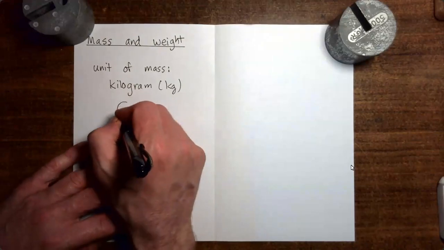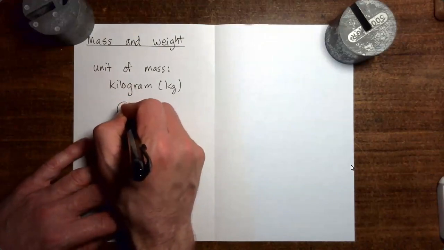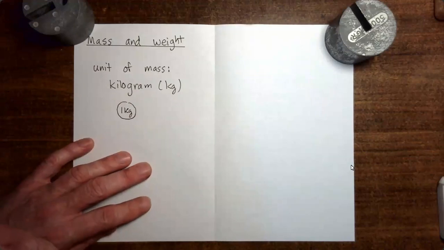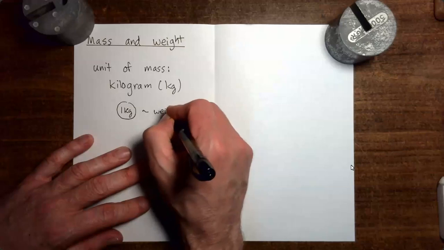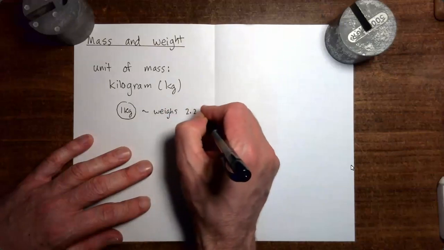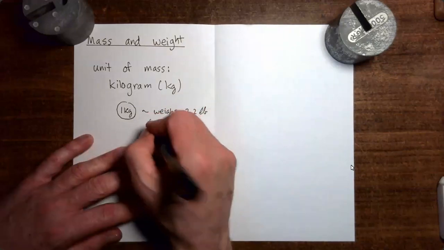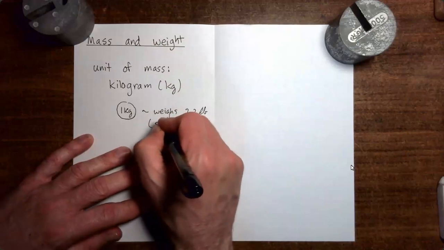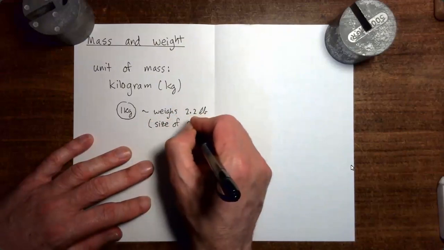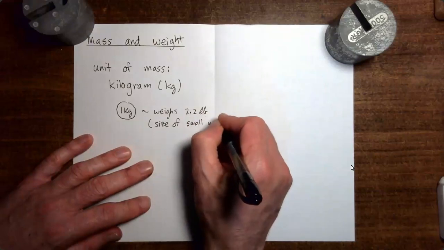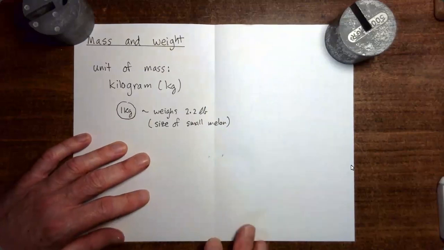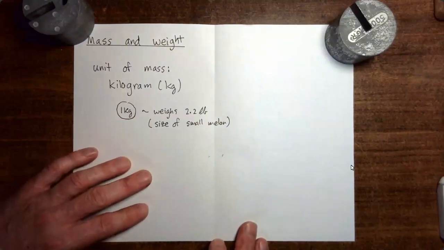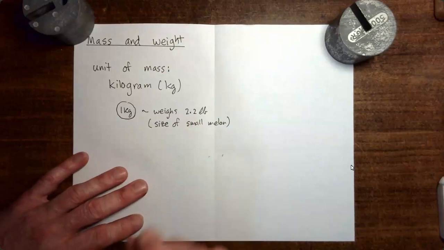But for now, I'll tell you a 1 kilogram object near the Earth's surface weighs about 2.2 pounds, which is about the size of a small melon. I should actually say a very small melon. Medium-sized melons, maybe 2 or 3 kilograms.